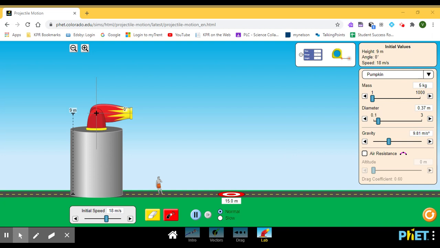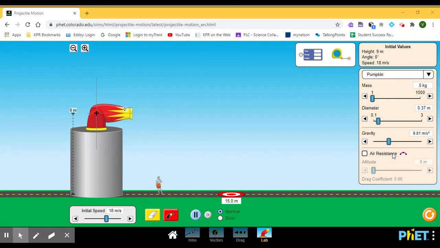We're going to look at the simulation to determine the things that are important when we're thinking about projectile motion and what's not important. A few things I want to point out. First of all, you will notice that we are at 0 degrees on our angle. We're going to shoot this straight out, and we are shooting a pumpkin. It's only 5 kilograms. We have gravity at what it's supposed to be, obviously.